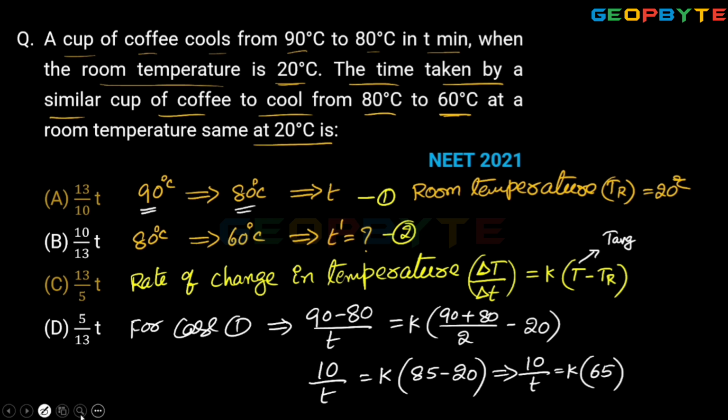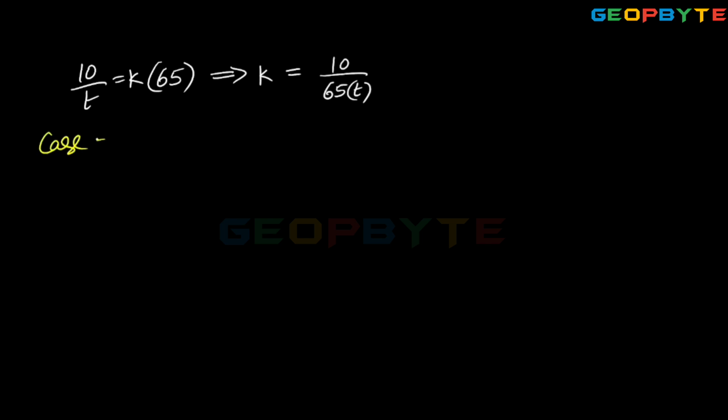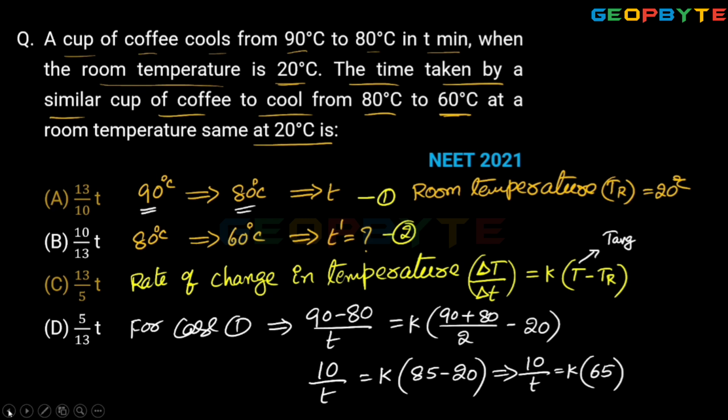Let us take another slide. 10 by T equal to K into 65. From this, the thermal conductivity K equal to 10 by 65 into T. Similarly, for case 2, the temperature is dropping from 80 degrees centigrade to 60.